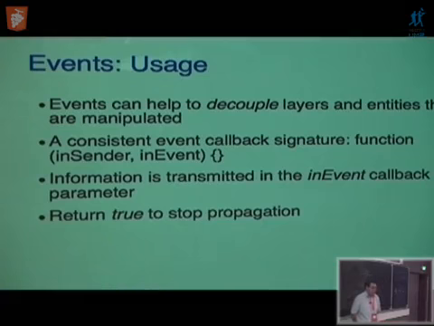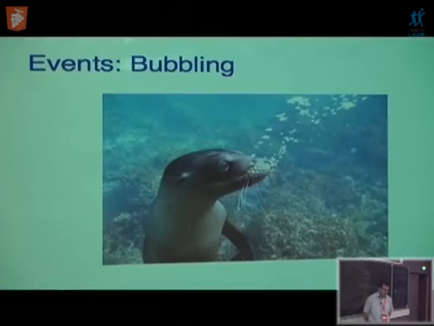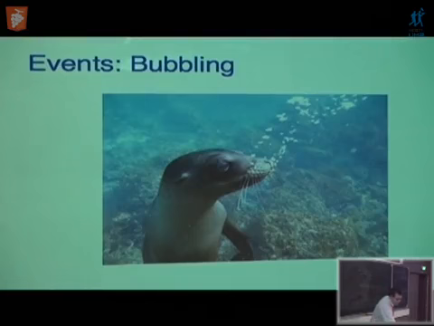For events, you have a consistent event callback structure in which inSender contains a reference to the component that triggered the event, whereas inEvent can contain information about the data to be transmitted to the event recipient. So you have several types of events that you can manipulate. The first one is bubbling, just like in the standard document object model. Bubbling events propagate through owner components. It comes from the Microsoft implementation of event handling, and it's the default behavior of DOM event listeners.